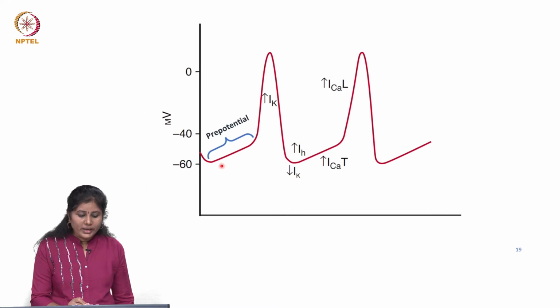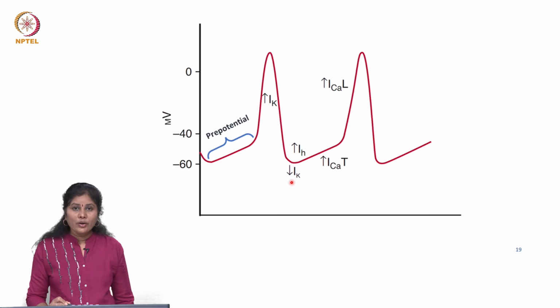Now, this slow rise in the depolarization is called as prepotential. What is the ionic basis of this prepotential? This happens at the end of repolarization or sometimes hyperpolarization. That is why it is called as IH, that is hyperpolarizing currents. Now, what happens during the first half or early phases of this prepotential? The potassium efflux is decreased. The conductance of the potassium through the potassium channels is decreased.